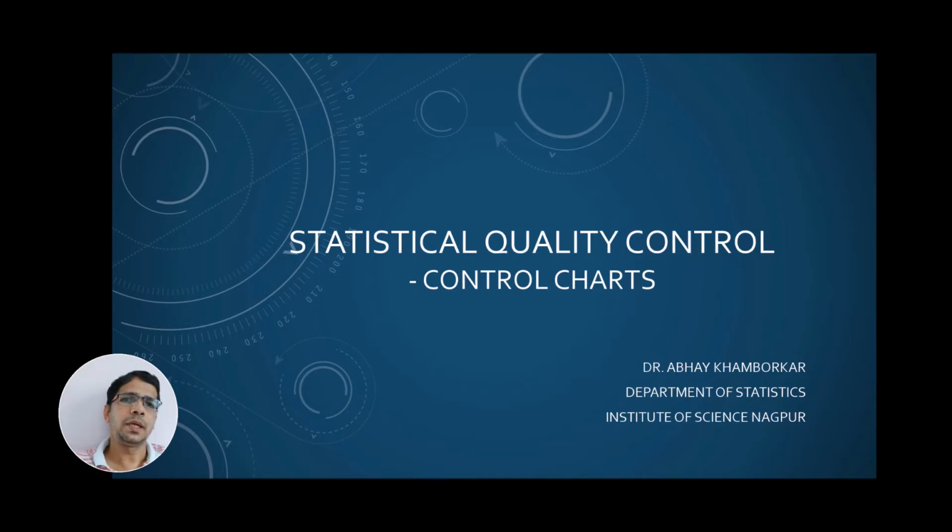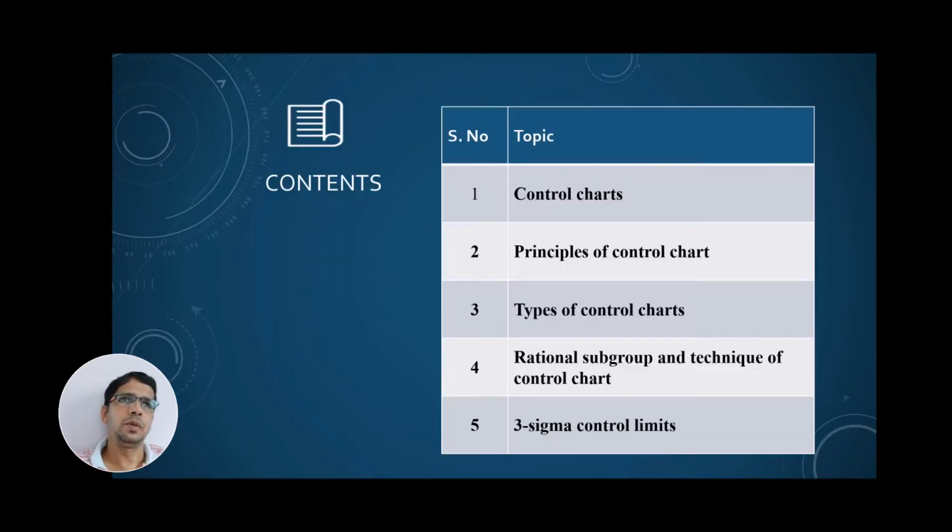The control chart technique is one of the pictorial tools which helps us to identify whether the manufacturing process is having variation because of assignable causes or chance causes. In this presentation we are going to see what is meant by control chart, then the principles of control chart, types of control charts, rational subgroups and technique of control chart, and then in the end we will see what is the 3 sigma control limit.